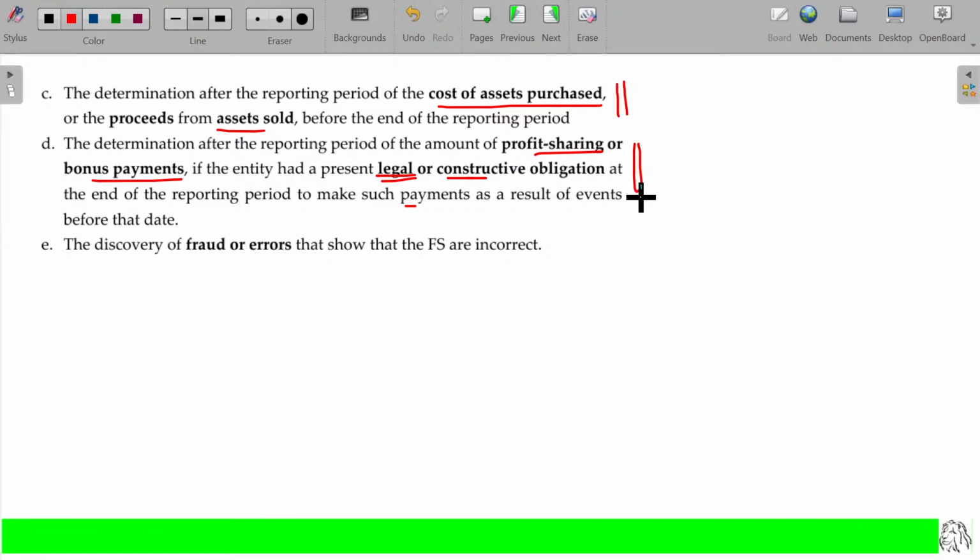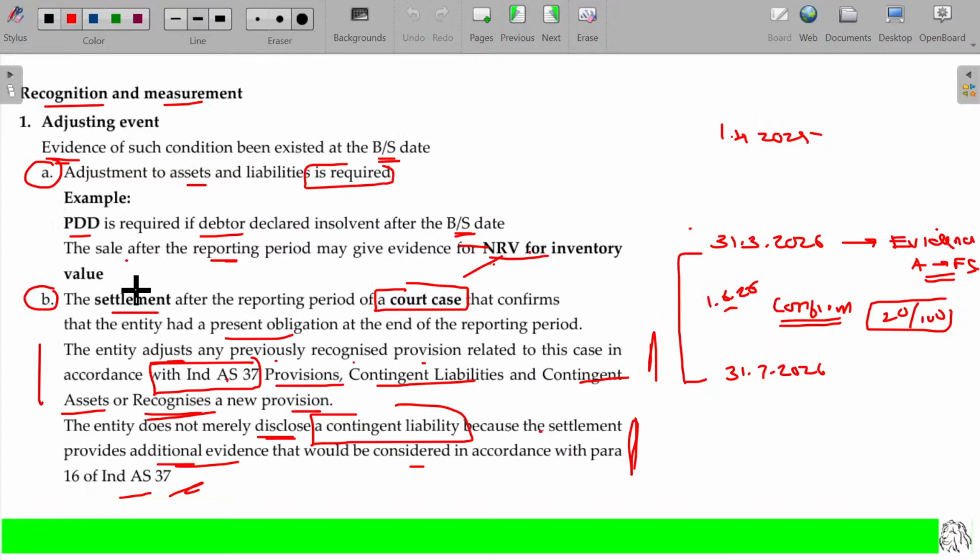We thought we have to pay the bonus. We think we may pay 1 lakh rupees bonus, but the labor union demands 1 lakh 50. Then it's in the court. As it is in the court, I thought I may give only 1 lakh, but on 1st June itself, it is confirmed that you have to pay 1.25 lakhs. Then you have to recognize it and show it in your balance sheet as your liability. In case of fraud and errors discovered, that will also be an adjusting event. So these 5 items are considered as adjusting events, right?